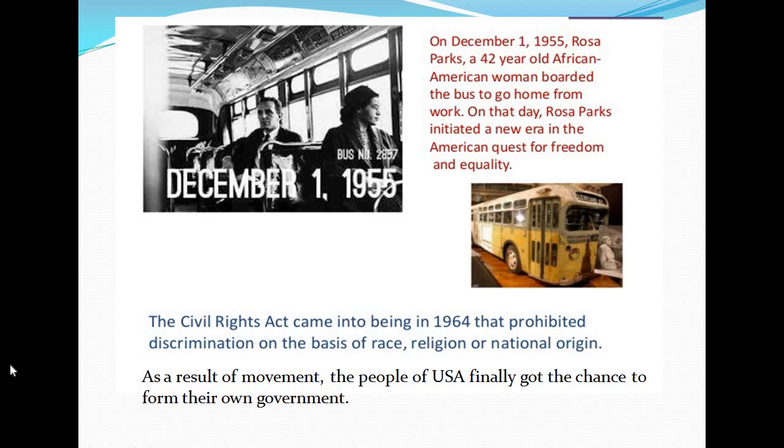So what happened after this incident? The person asked Rosa Parks for the seat and she refused. The Rosa Parks incident agitated the blacks even more, as a huge agitation began against the unequal ways in which the African Americans were treated in the USA. The movement started from there, and as a result of the movement, the people of USA finally got the chance to form their own government.